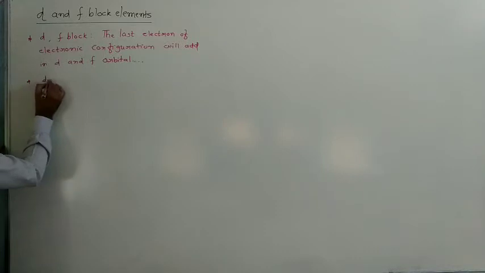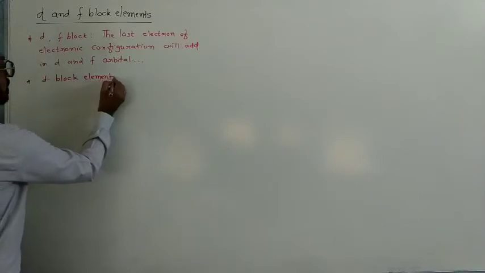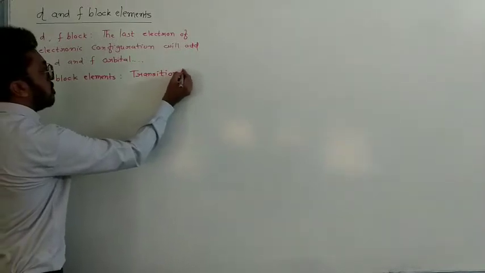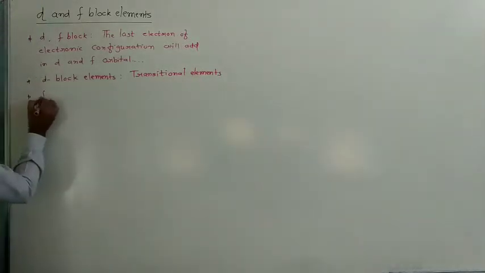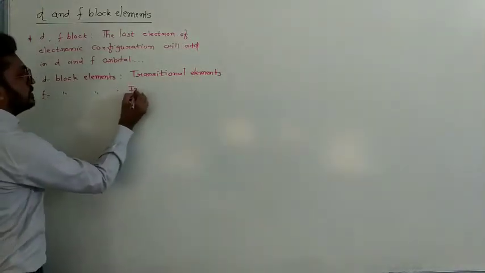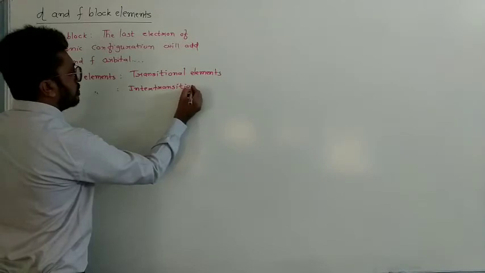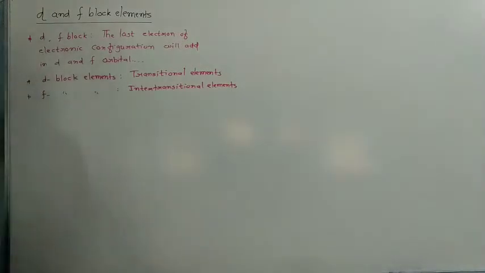The next important point: D block elements are known as transitional elements, while F block elements are known as inner transitional elements. For D block it is transitional elements, and for F block it is inner transitional elements.